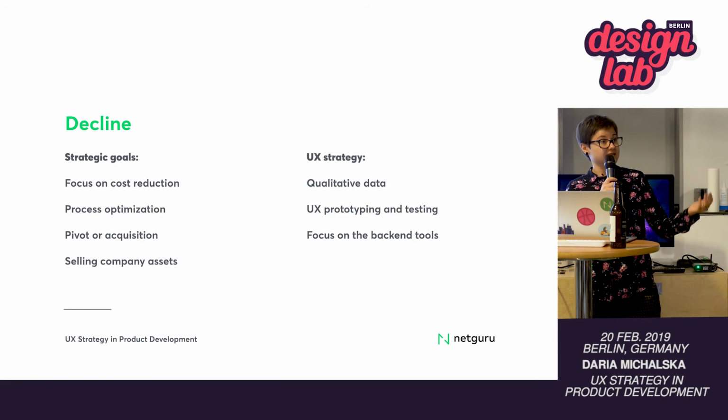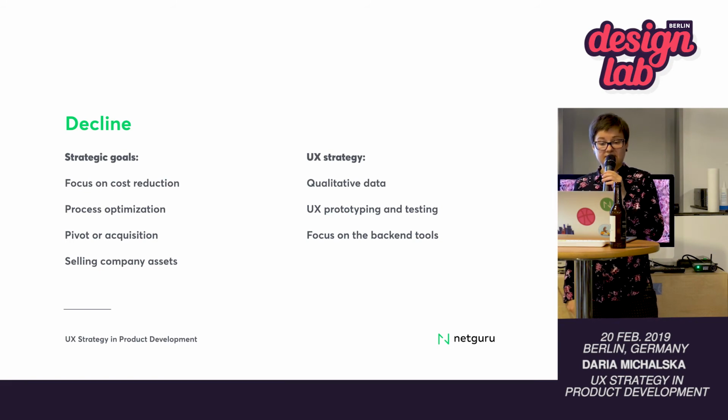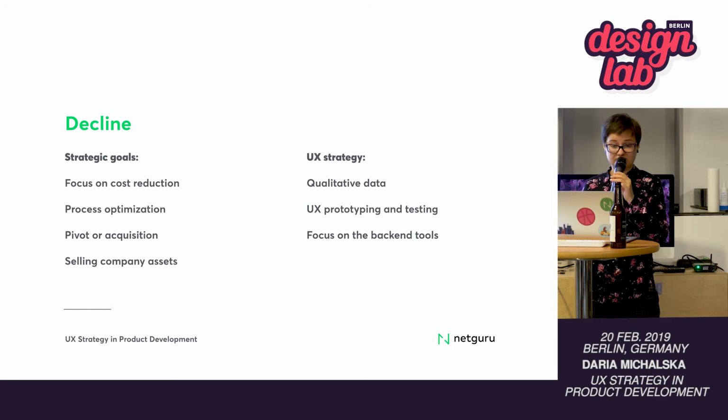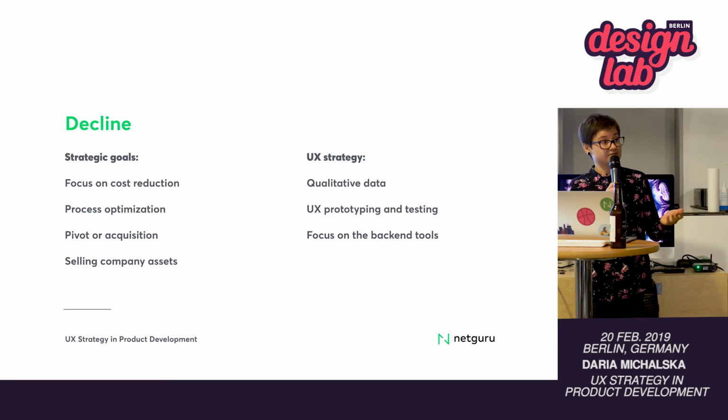So we can try to cut the costs more and focus even further on the optimization. A company can also pivot or make an acquisition of another company. Since they already have a steady cash flow, they already got some money, they can try doing some new things. And of course, as a last resort, the company may sell its assets to another company.